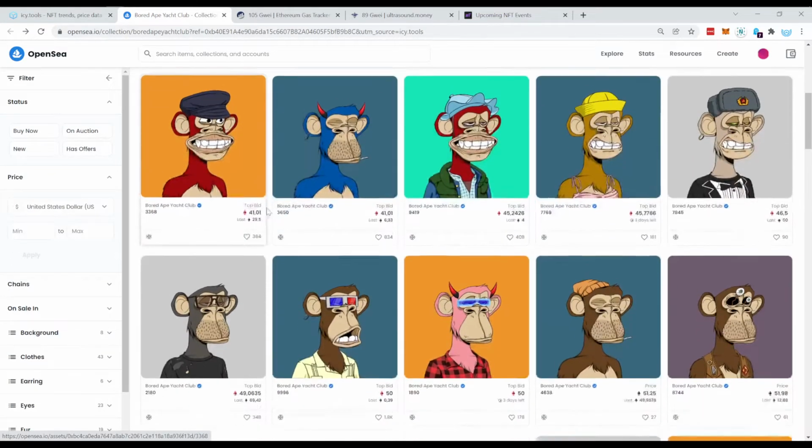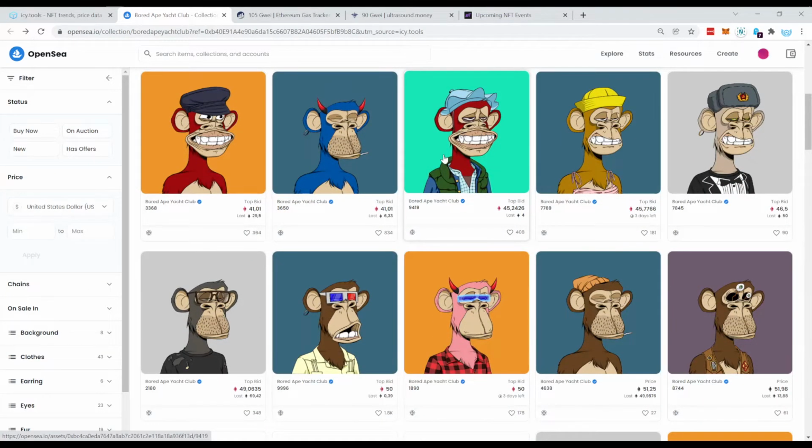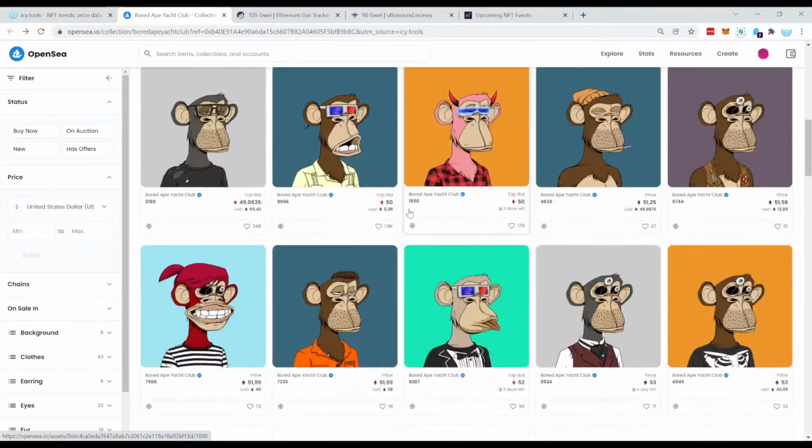For example, if we look at those apes here, look at this one. The last price paid for this NFT was 0.39 ETH, and right now somebody is willing to pay 50 ETH for this ape. I mean, this is some juicy gains right there, right? How is this possible? Because most probably this person minted this NFT and it was not resold in the meantime.